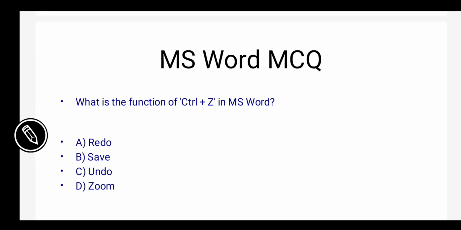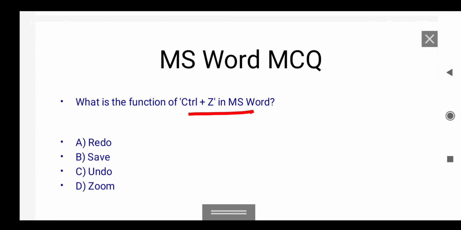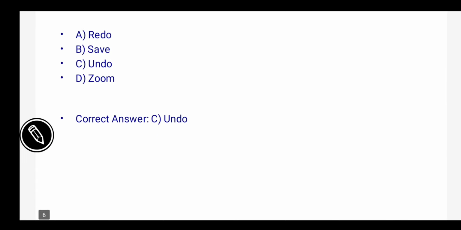What is the function of Ctrl+Z in MS Word? The right answer, option C, undo, is the right answer. Move on to the next question.